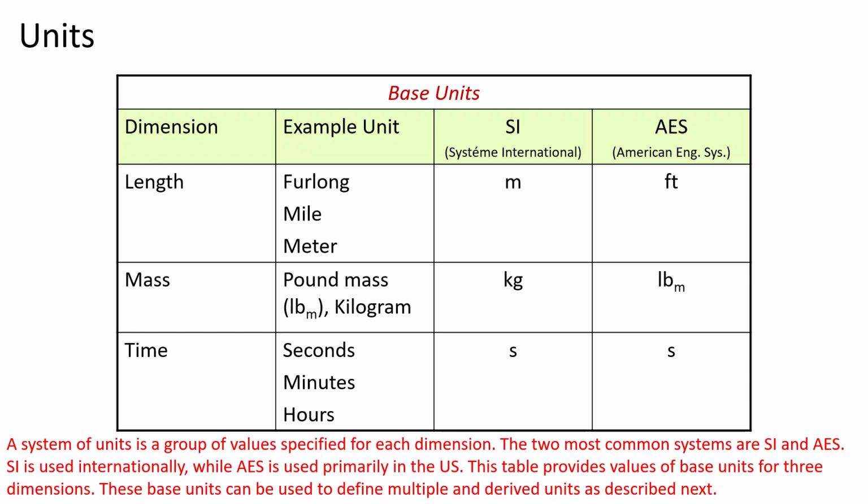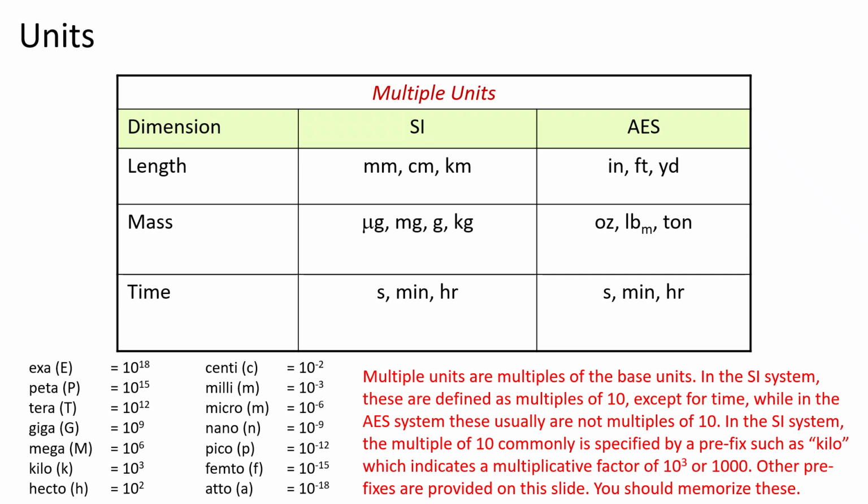This table provides values of base units for 3 dimensions. These base units can be used to define multiple and derived units, as described next. Multiple units are multiples of the base units. In the SI system, these are defined as multiples of 10, except for time, while in the AES system, these usually are not multiples of 10.